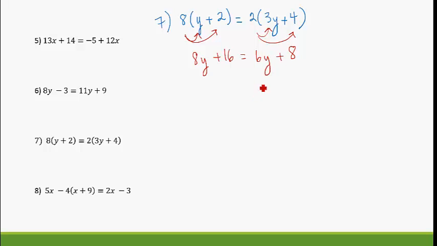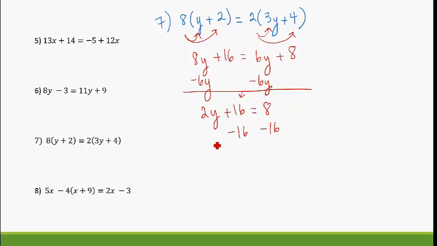I want to move my variable terms to one side, my constant terms to the other. So I want to remove this 6y, so I'm going to subtract 6y, perform the opposite operation. That's going to give me 2y plus 16 equals 8. I want to remove this constant term so I can subtract 16. And so 2y, and then plus 0, so it's going to be 2y is negative 8.